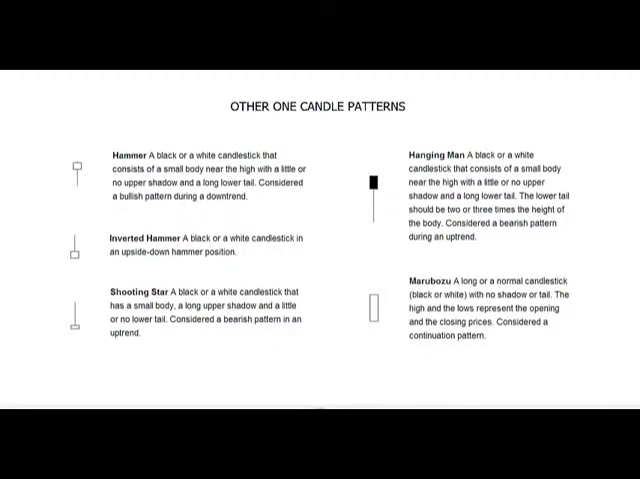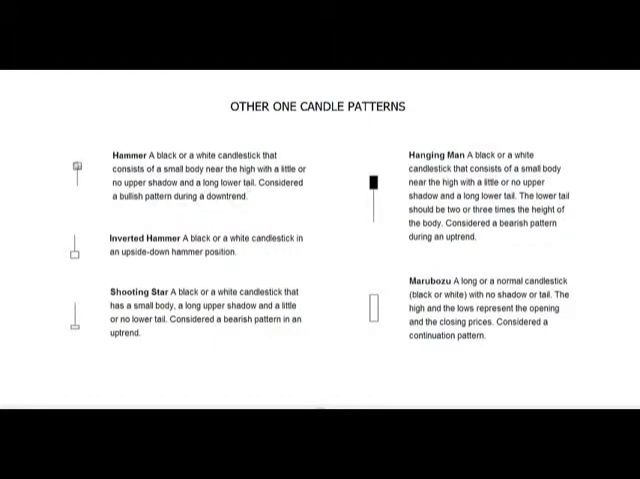As you can see, there are some other one candle patterns that extend upon the doji. A hammer, for example, actually physically looks like a hammer, but it's a doji with a bit of a wider body, with both the open and close at the top. Each of these signifies something different. A hammer is a black or a white candlestick, meaning an up or a down candlestick, that consists of a small body near the high with little or no upper shadow and a long lower tail.